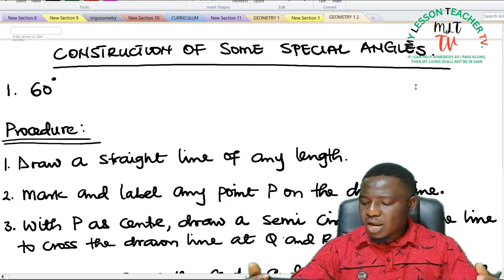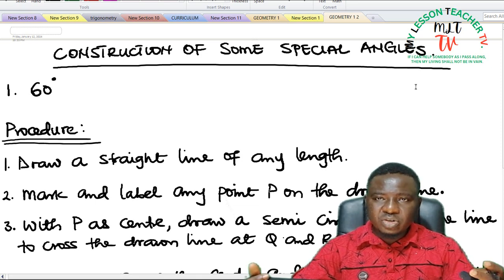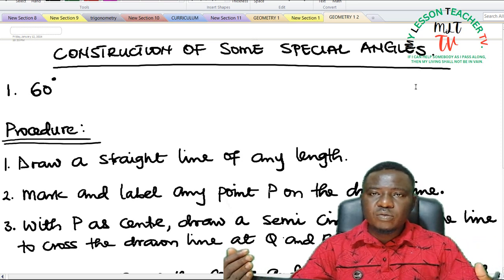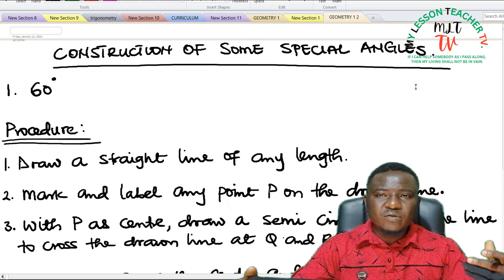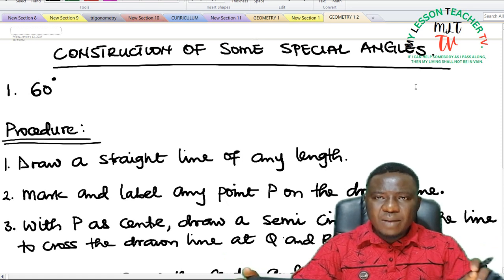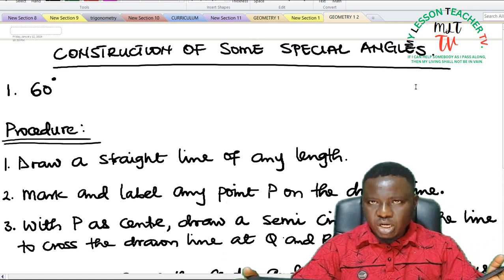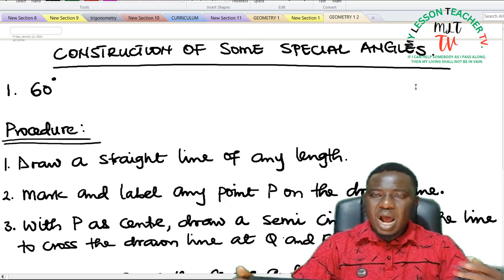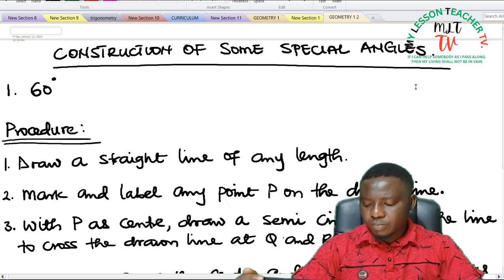So, among the special angles, we have angle 60 degrees, angle 45 degrees, angle 30 degrees, angle 75 degrees is also special, angle 120, 135, 150, angle 15 degrees, down to even angle 7.5 degrees. All these are said to be special angles because they can be constructed without the use of a protractor. So we shall begin with construction of angle 60 degrees. Now, how can we construct angle 60 degrees?